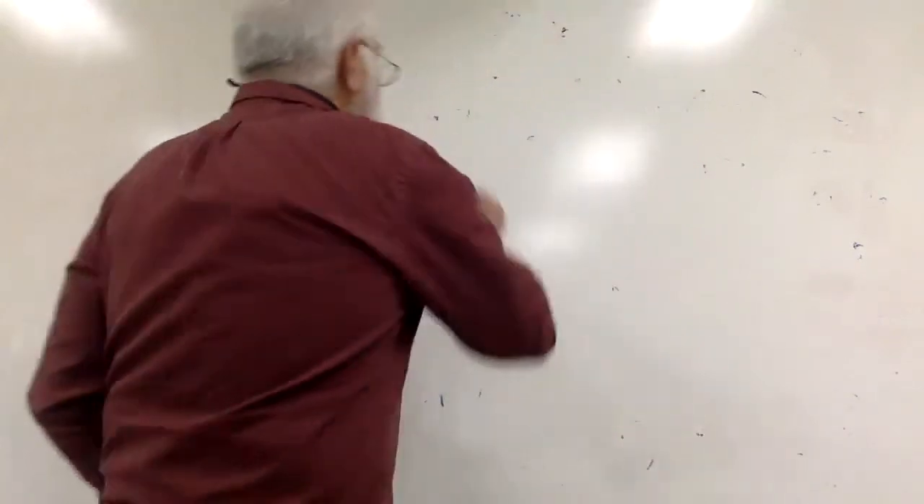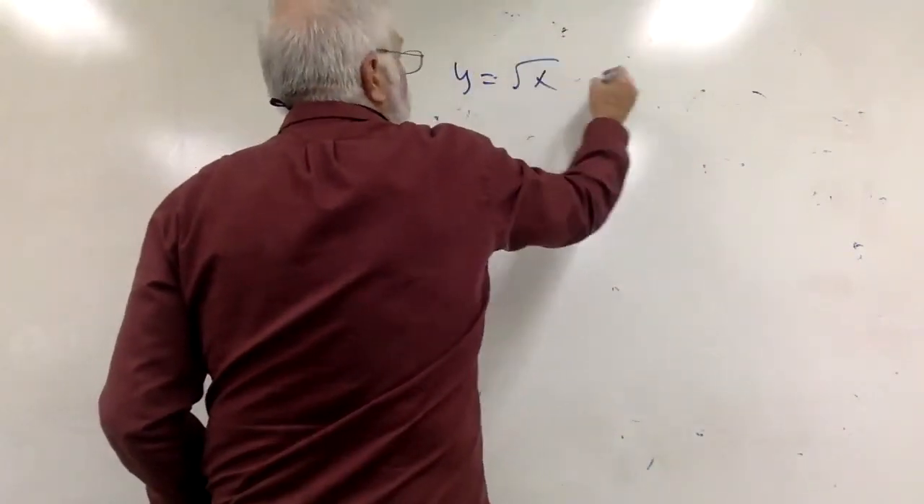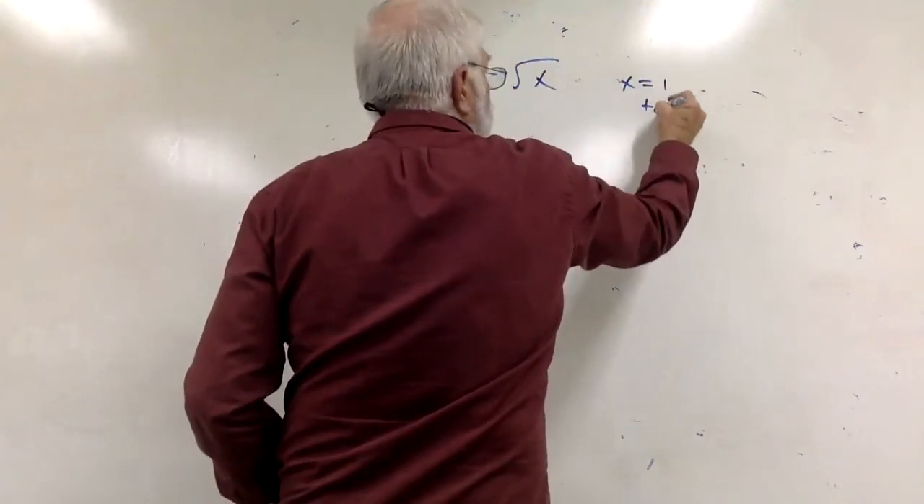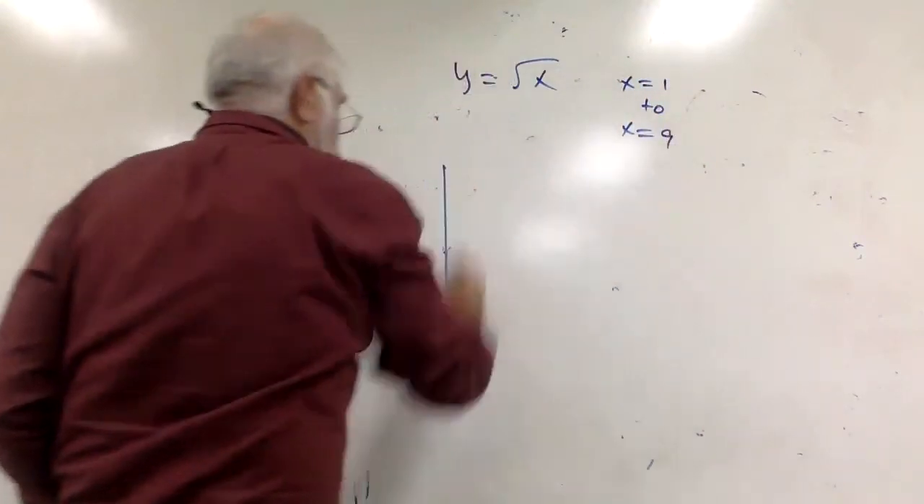I'm tired. So 2 right-hand rectangles, square root of x, from x equals 1 to x equals 9. So I graph the square root of x.